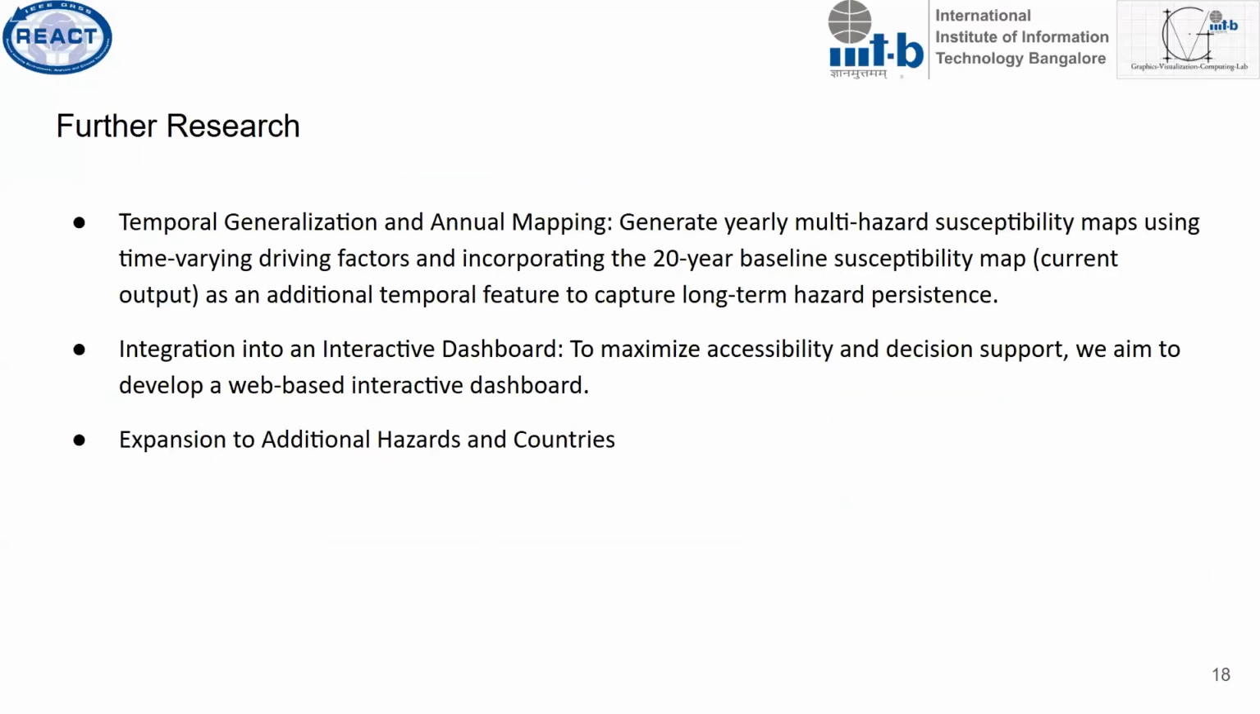And how we are going to take this work forward. So right now we have done the inventory mapping for 2000 to 2020, and we have generated the susceptibility map. Going forward, we are trying to take this map which we generated as an input factor and generate yearly multi-hazard susceptibility maps for 2020 to 2025 for the entire Nepal at 100-meter resolution. And along with that, we are trying to implement that entire setup in an interactive dashboard manner and expand this setup to other hazards.